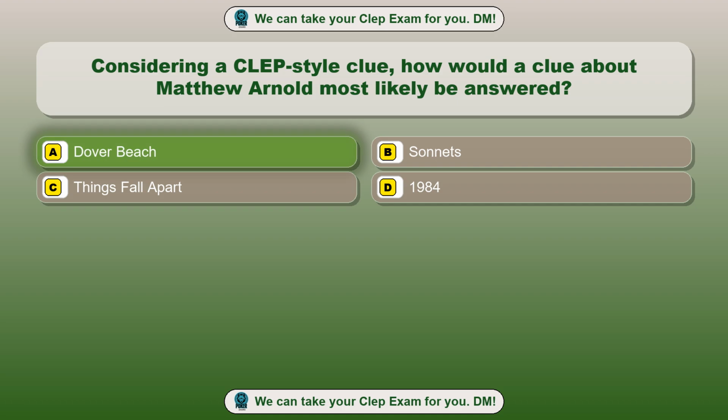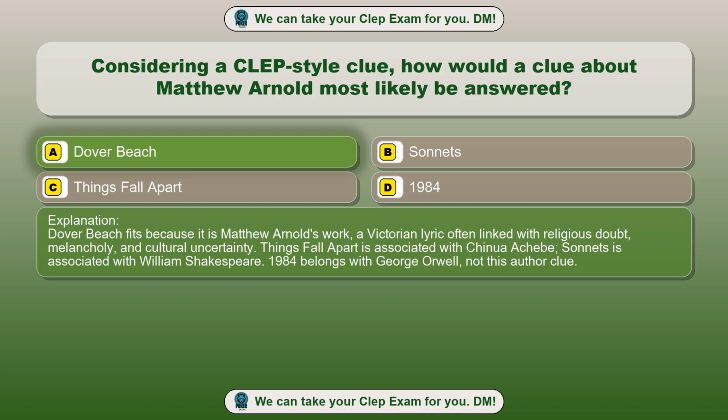Dover Beach. Dover Beach fits because it is Matthew Arnold's work, a Victorian lyric often linked with religious doubt, melancholy and cultural uncertainty. Things Fall Apart is associated with Chinua Achebe, Sonnets is associated with William Shakespeare. 1984 belongs with George Orwell, not this author clue.